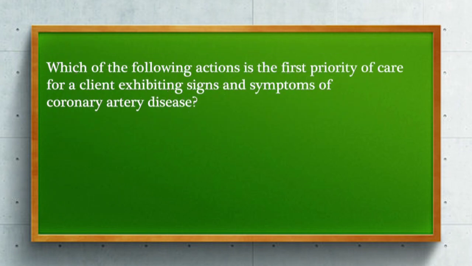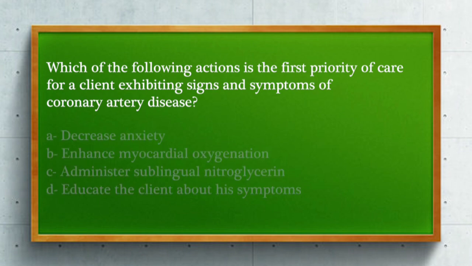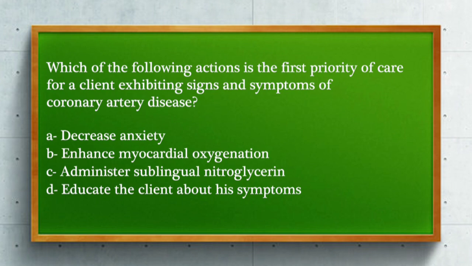Next question. Which of the following actions is the first priority of care for a client exhibiting signs and symptoms of coronary artery disease? A. Decrease anxiety, B. enhance myocardial oxygenation, C. administer sublingual nitroglycerin, D. educate the client about his symptoms. And the answer: B. Enhance myocardial oxygenation.